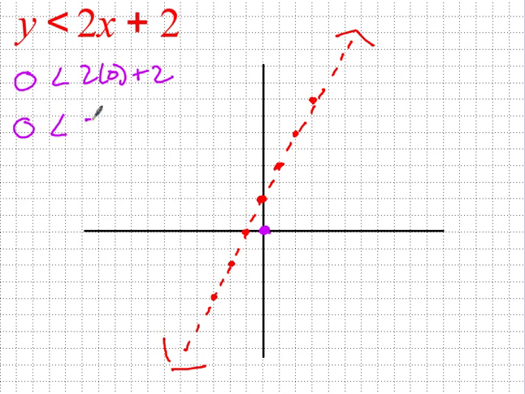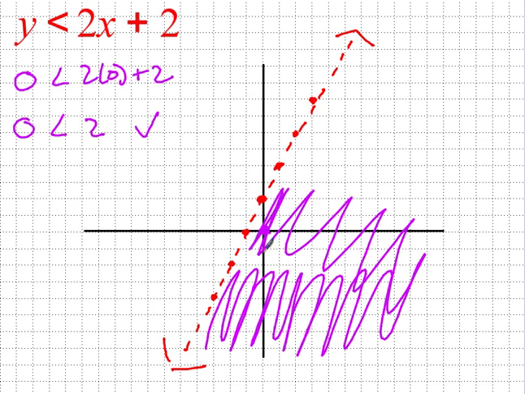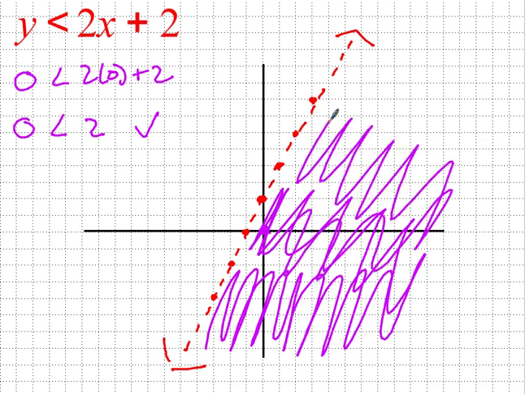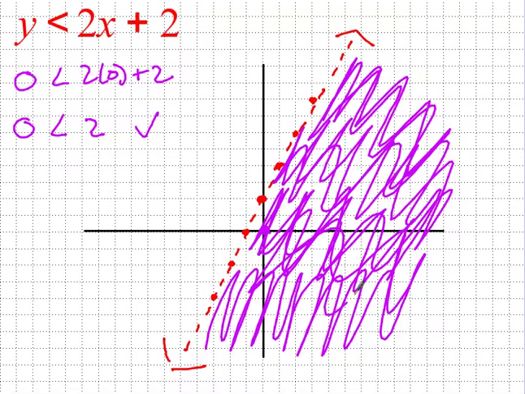0 is less than 2. Is this a true statement? Is 0 less than 2? Yes, it is. That is true. That means that 0, 0 is a solution to this particular inequality. 0, 0 is on the bottom half of this line. That means that everything on the bottom of this line, all of these points underneath here, are part of my solution. So I'm going to shade in everything underneath the line because all of these points would make this inequality a true statement.